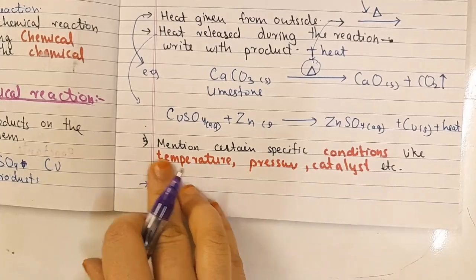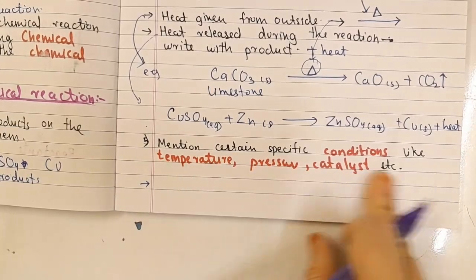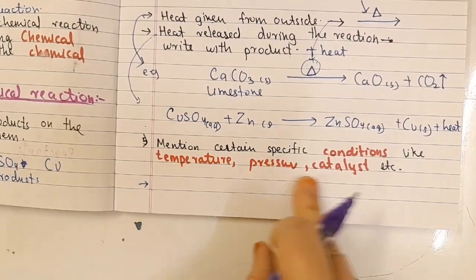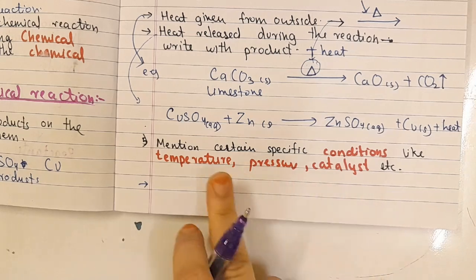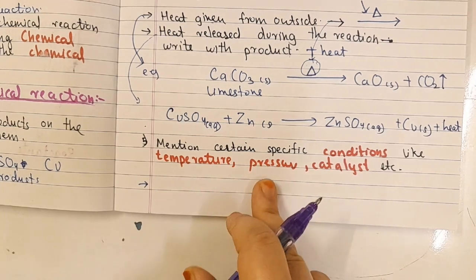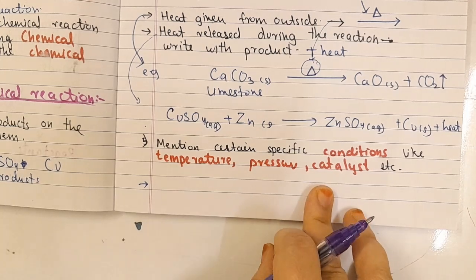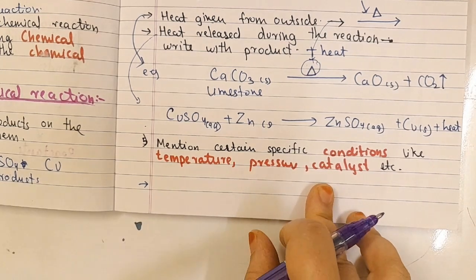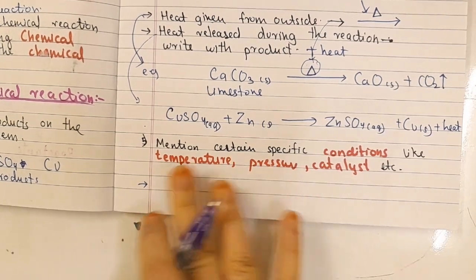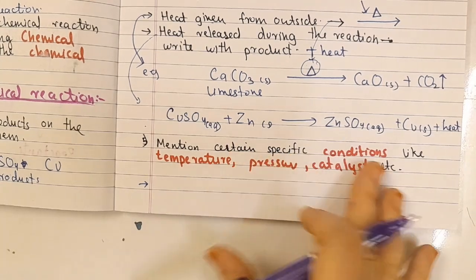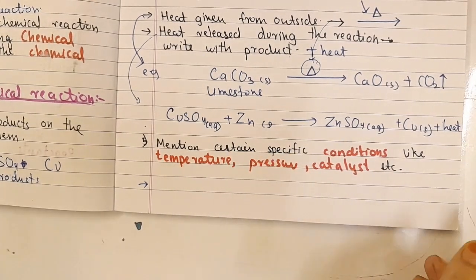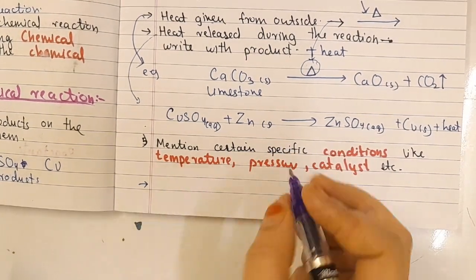Alright, now the fifth rule is to mention certain specific conditions like temperature, pressure and catalyst. If we are using a catalyst, what is a catalyst? It is a substance used to speed up the reaction. So if we are using any of these, we have to mention the conditions on the arrow, just to make it more informative.